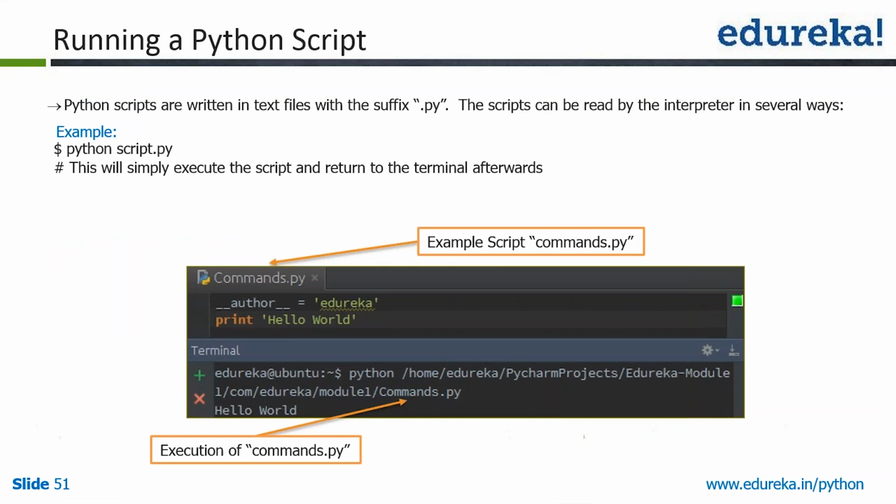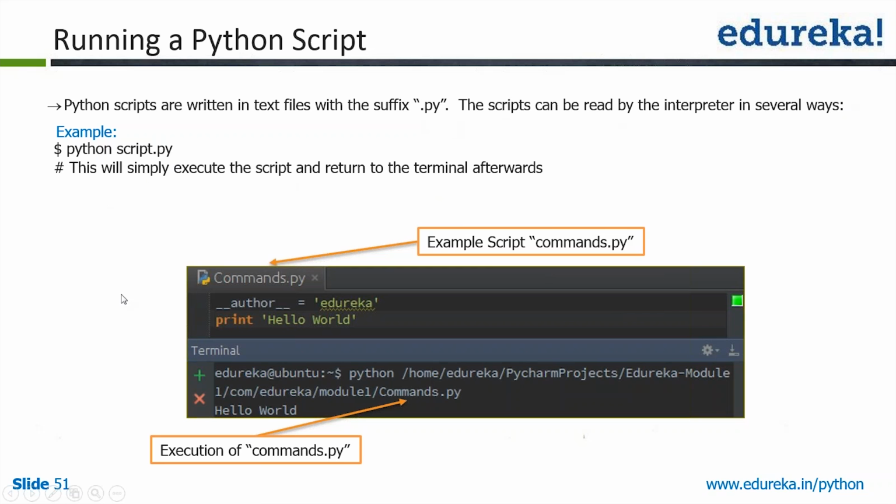Now, how do you run a Python script? Python scripts are written in text files and they bear the extension .py as a suffix. The scripts can be read by the interpreter in several ways, like python script.py. This will execute the script and return to the terminal afterwards.